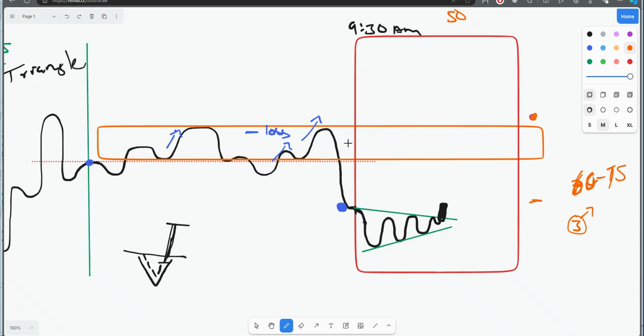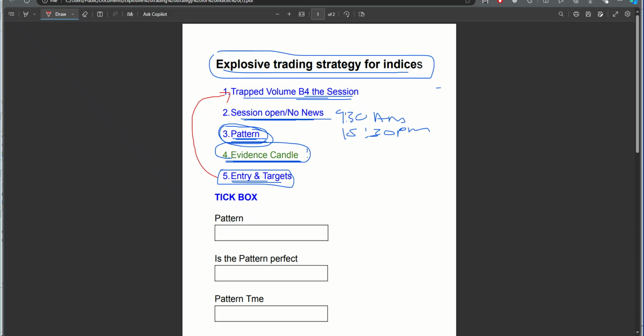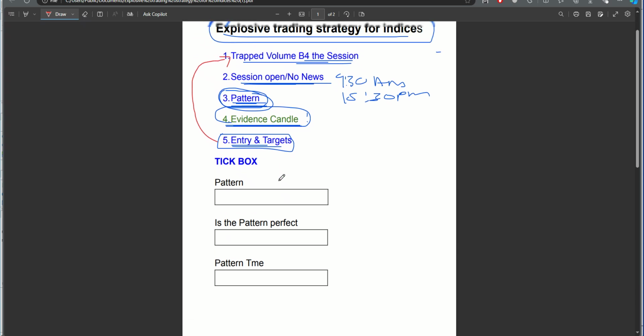That's why we talk about what? That's why we talk about trapped volume. I hope this is clear, guys. I hope this is clear and it makes sense. So we are done with trap volume, okay? And we are done with the pattern. We are done with the evidence candle. But let's go back because there's something important I want to share with you.